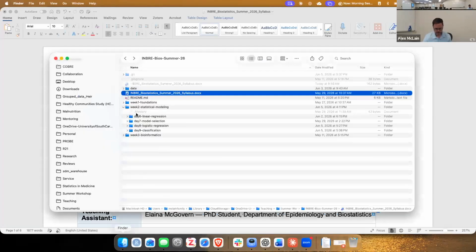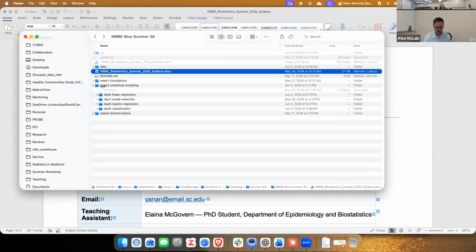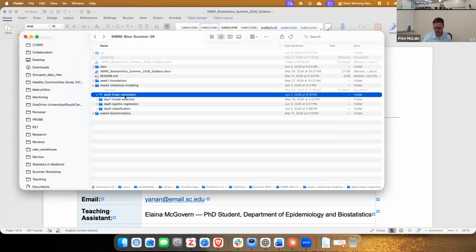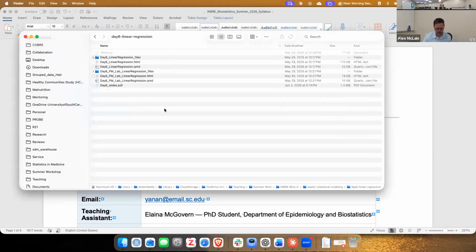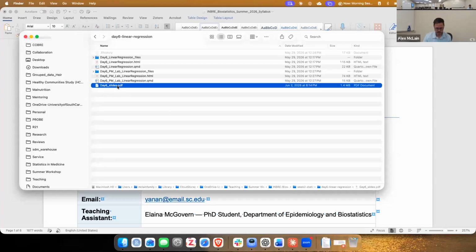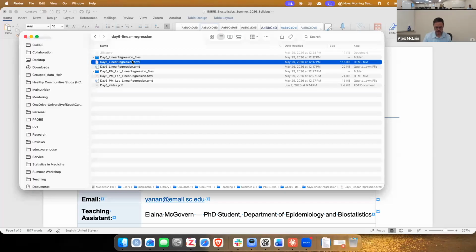For today, we are going to move from the week one foundations folder to the week two statistical modeling folder. And we can see we have days 6 through 9 here, that all the materials are in there. Today, we're going to be using the linear regression materials, so you could open those up. We have some slides in here, and we have an example that we're going to go over.